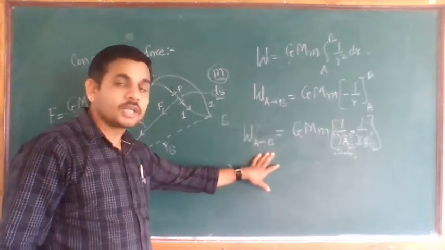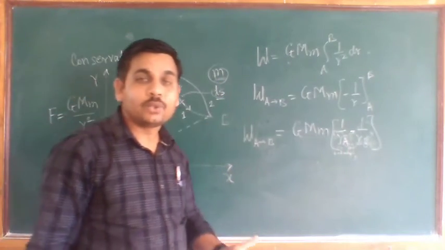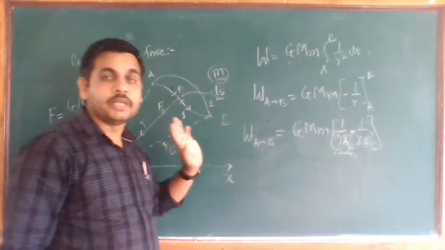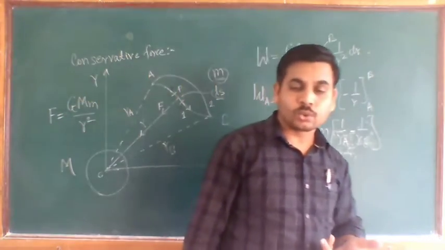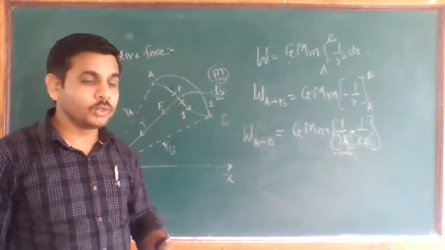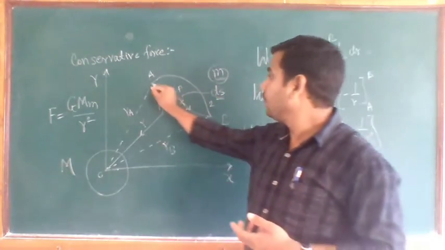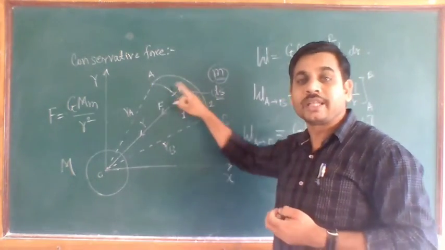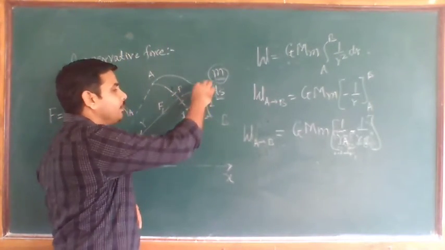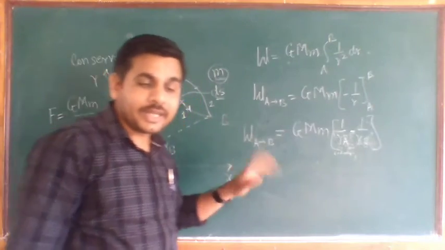So this is the simple work done. This is the work done on a moving body of mass m from point A to B. This is the total work done on that body from position A to B. From this equation we can see that the total work done by the gravitational force on the moving body depends only on the end positions, position A and position B, and does not depend on the actual path, whether you consider path A or path B. So it is clear that this work done only depends on the end positions.